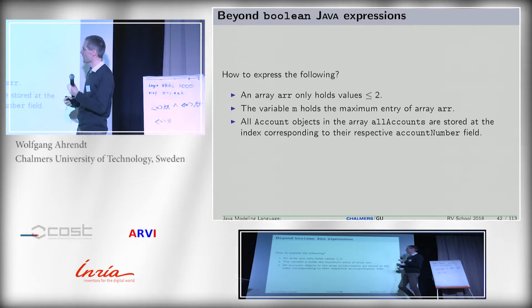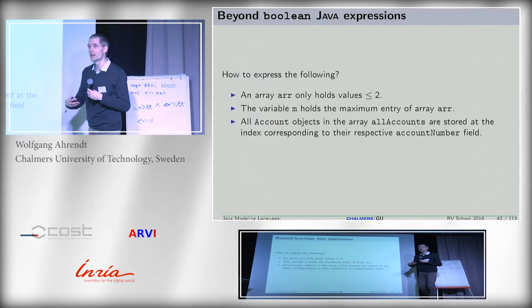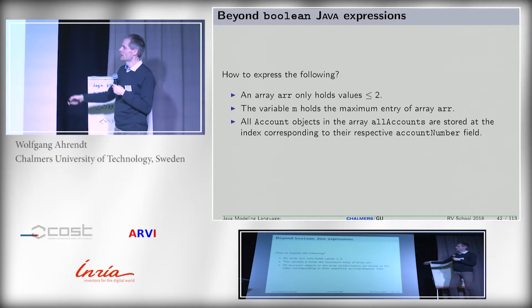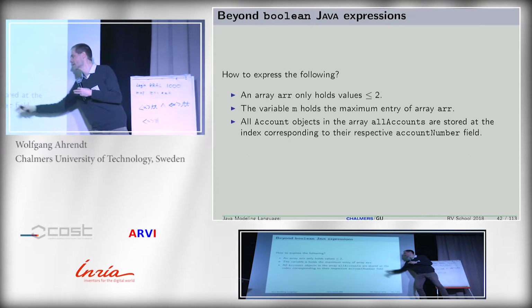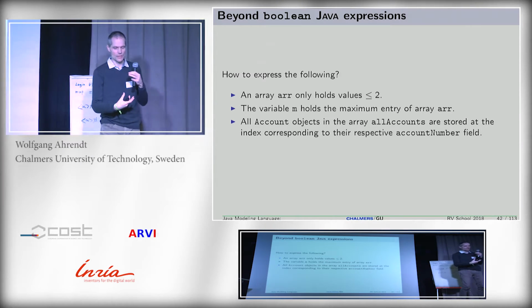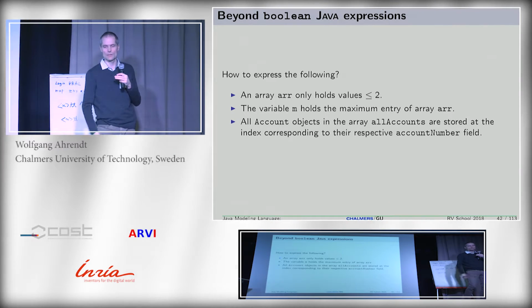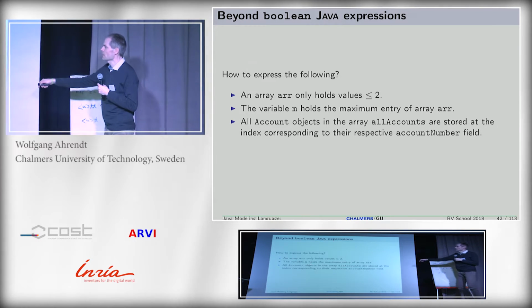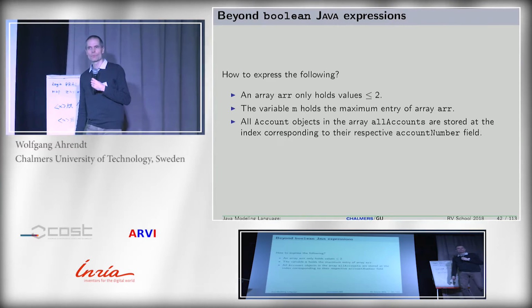Or this here is a kind of thing which you have when you have redundancy in a system and you want to specify certain healthiness conditions in your redundancy, like all account objects which are stored in this array are stored at the index which corresponds to the field of that object. So basically, if an object knows where it's stored, so you have a kind of back reference, then that is a thing which you want to specify. But you know, we will not be able with Java Booleans to express these things.